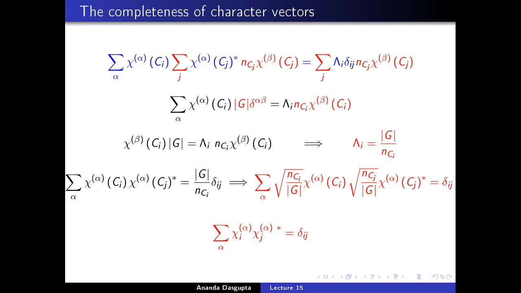And this completes our proof that the character vectors are not only a linearly independent set, they are also a complete set in the space of class vectors, and therefore together they form a basis of the space formed by the class vectors. And since the number of elements in a basis has to be equal to the dimensionality of the space, it follows immediately that the number of character vectors, hence the number of irreducible representations a particular group can have, has to be equal to the number of its conjugacy classes.